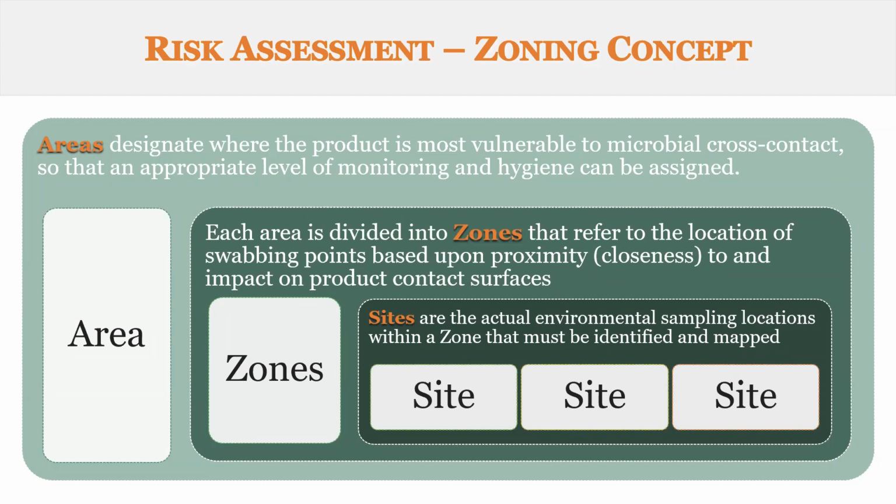And then underneath it, you need to define the zones. Each area is divided into zones that refer to the location of the swabbing points based on closeness to and impact on the product and the food contact surface. And then underneath that, you can design the sites. Sites are the actual environmental sampling locations within a zone that must be identified and mapped, and of course, serve as a guideline for performing the actual sampling.